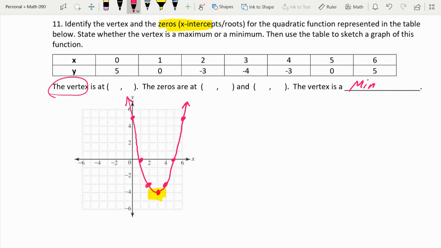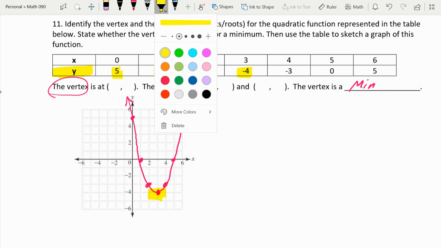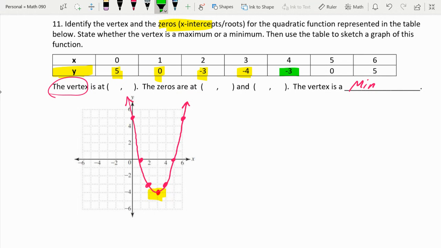All right. Now, going back to the table. Let's say they just gave you the table. They didn't ask you to graph it. They just gave you a table. Well, what are you noticing? Here's the thing that I notice. As I look at the y values, I see 5, 0, negative 3, negative 4. The numbers are getting smaller, smaller, smaller. And then they start to get bigger again. So right here, that has to be my vertex.